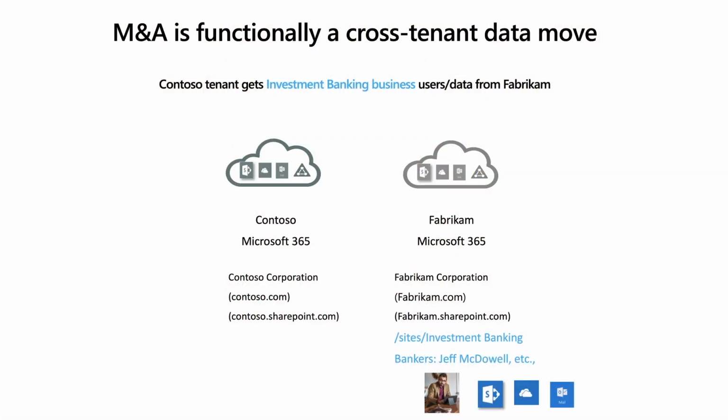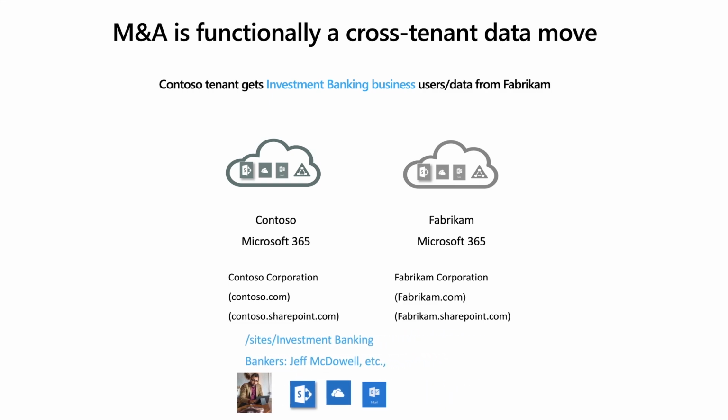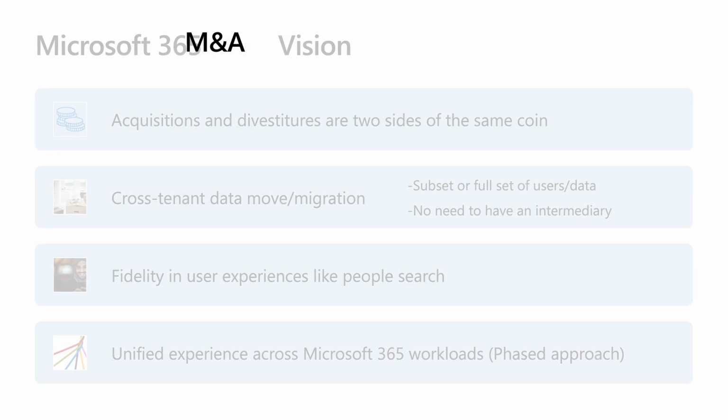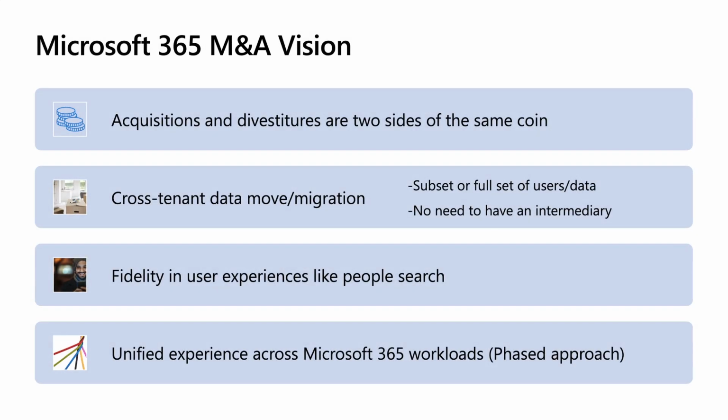If we look at it functionally, these scenarios are nothing but cross-tenant data move. That is, user Jeff McDowell's OneDrive and mailbox need to be moved to Contoso from Fabricam, and shared resources like SharePoint sites are moved to the Contoso tenant. The business reasons might vary, be it a divestiture scenario or an acquisition scenario, but under the hood, they are nothing but cross-tenant data move. Our vision for M&A aims to provide you a comprehensive platform solution covering all these scenarios.